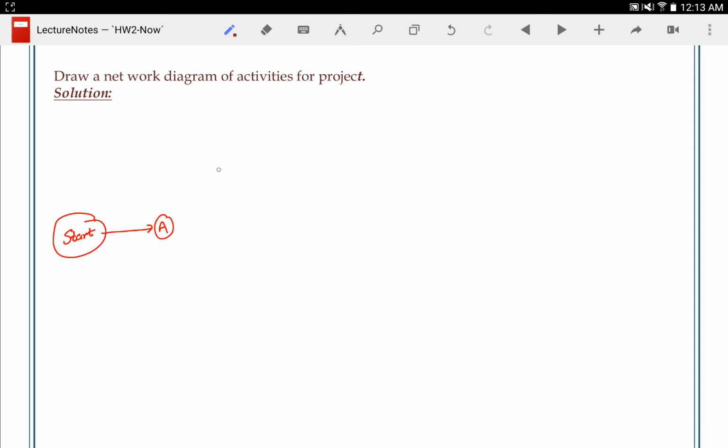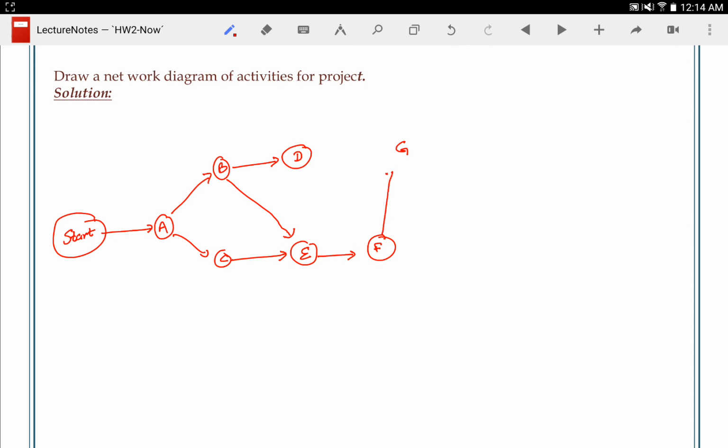B has one predecessor, that is A. C has one predecessor, that's A. D has one predecessor, that's B. Similarly, E has two predecessors, C and B. Before G we have to make F. F has one predecessor, that's E. Then G has two predecessors, D and F. And then H has one predecessor, G. Well, we are done at H.